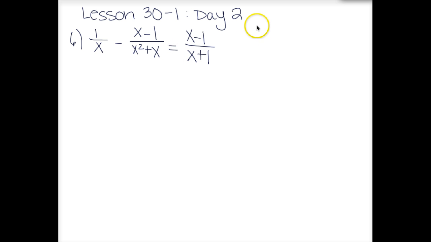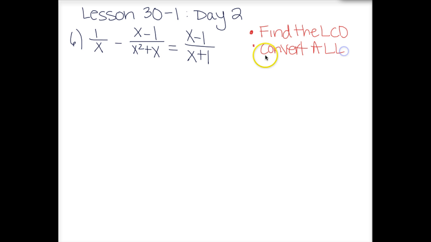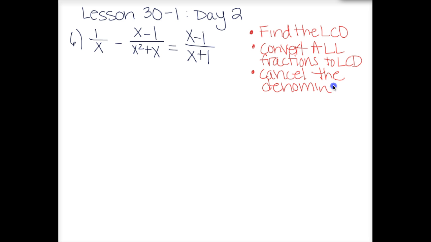The steps that we listed for type 2 were to find the LCD, convert all the fractions to the LCD, and then cancel the denominators and solve what's left.